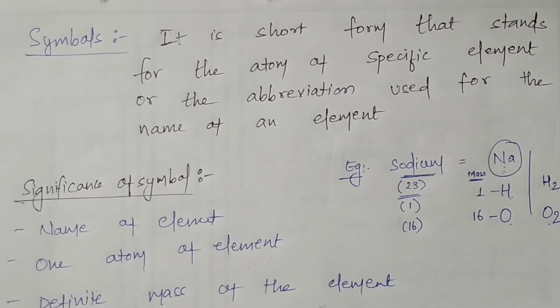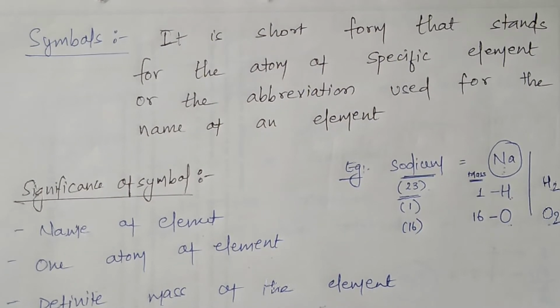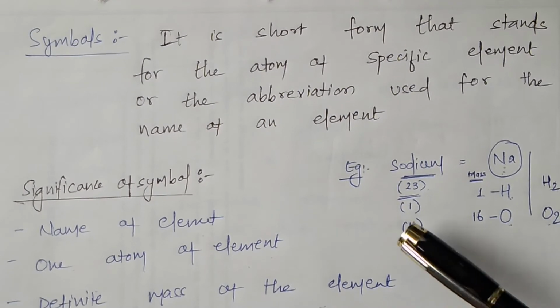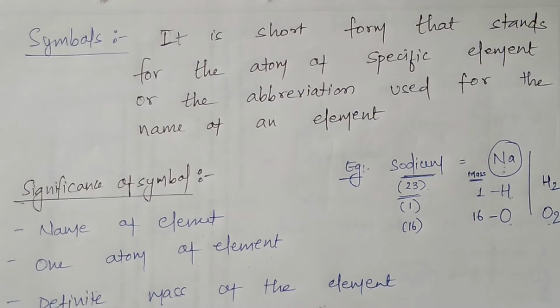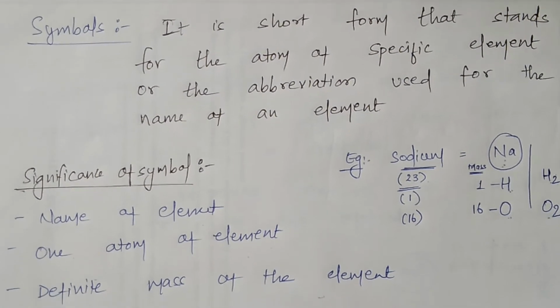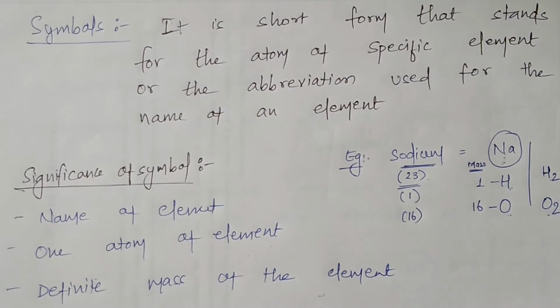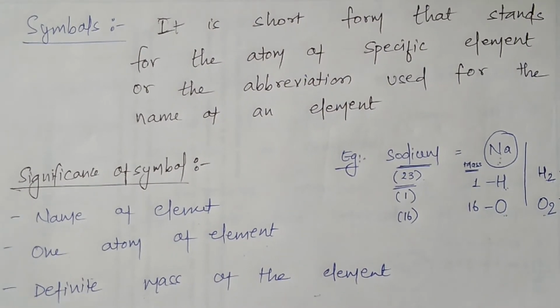Now next, the symbols. What are symbols? It is the short form that stands for the atom of a specific element, or the abbreviation used for the name of the element. For example, sodium we write as Na. Why? Because when we want to write NaCl, sodium chloride, you are not going to write the whole name of the compound like sodium chloride.